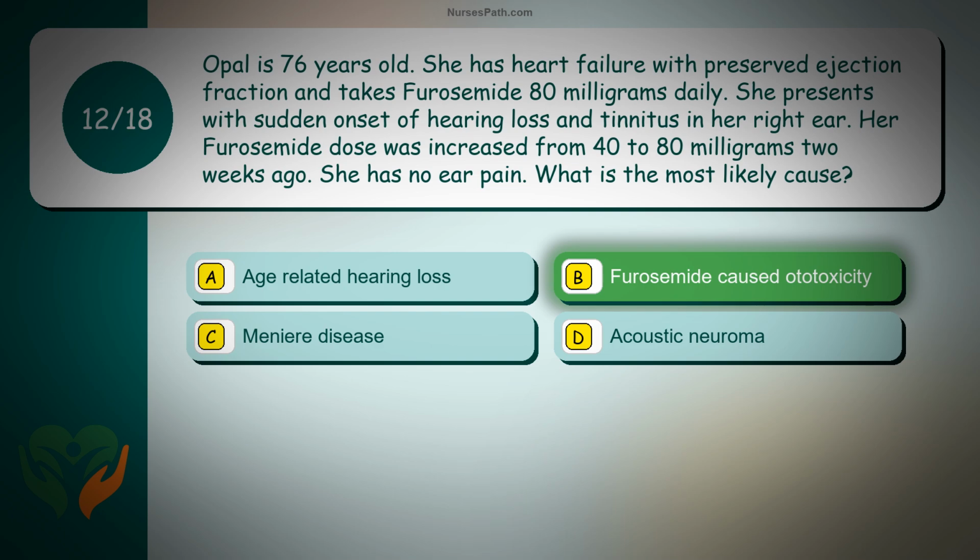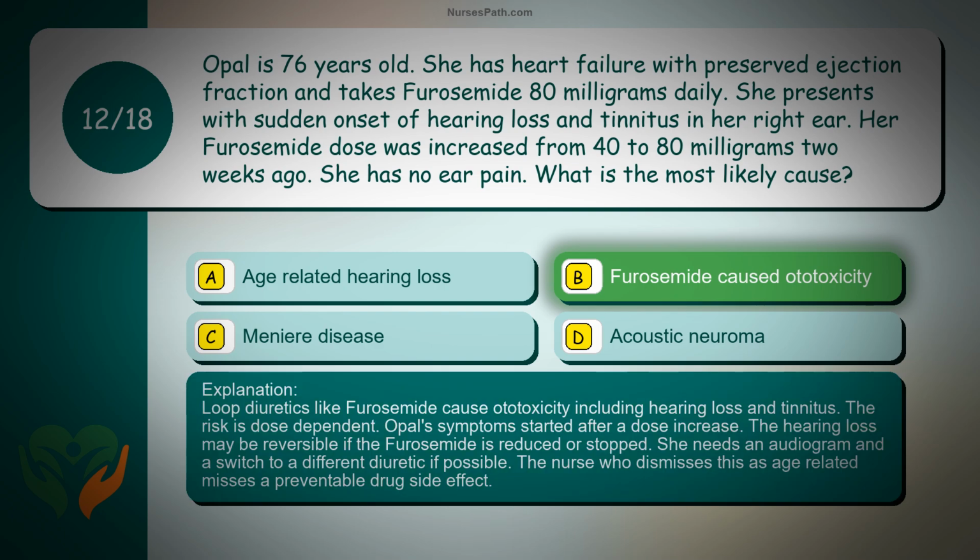Furosemide caused ototoxicity. Loop diuretics like furosemide cause ototoxicity, including hearing loss and tinnitus. The risk is dose-dependent. Opal's symptoms started after a dose increase. The hearing loss may be reversible if the furosemide is reduced or stopped. She needs an audiogram and a switch to a different diuretic if possible. The nurse who dismisses this as age-related misses a preventable drug side effect.